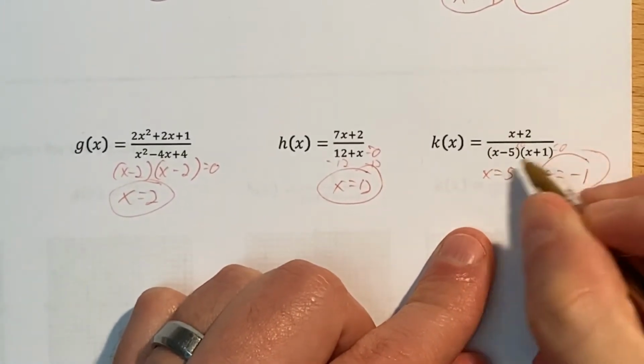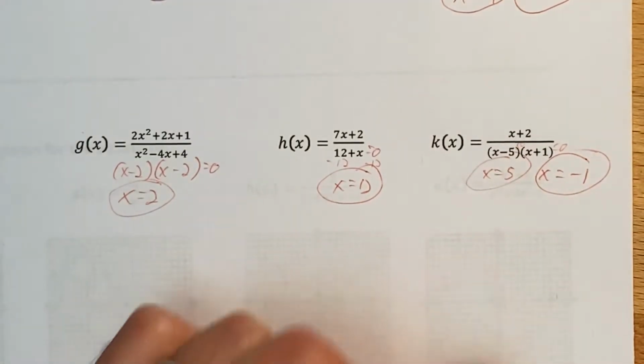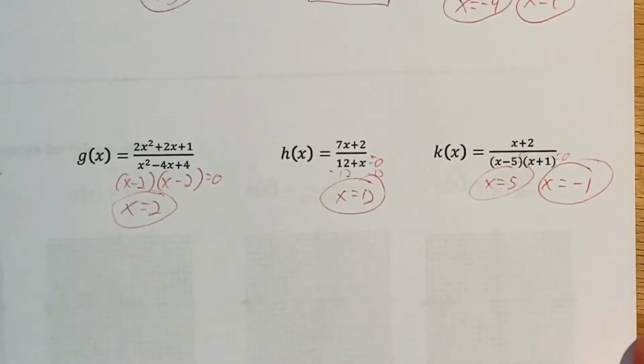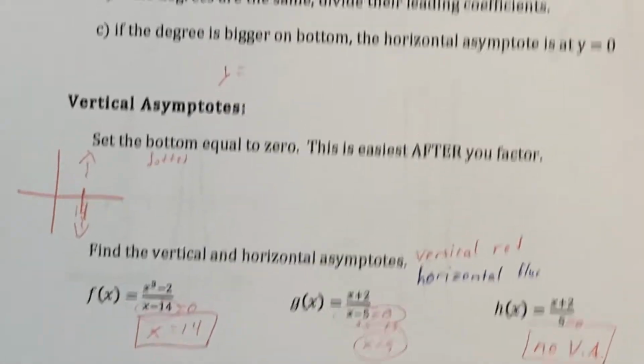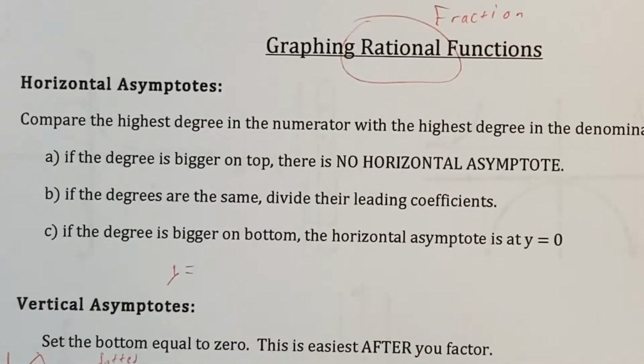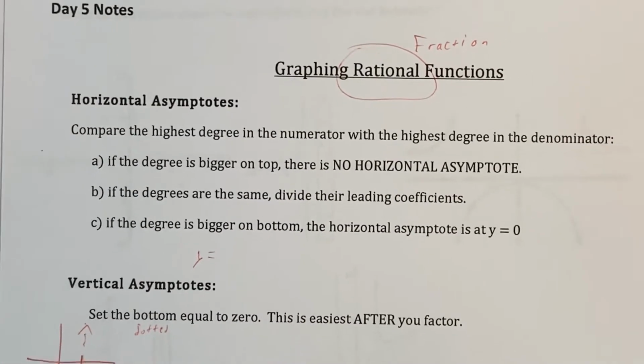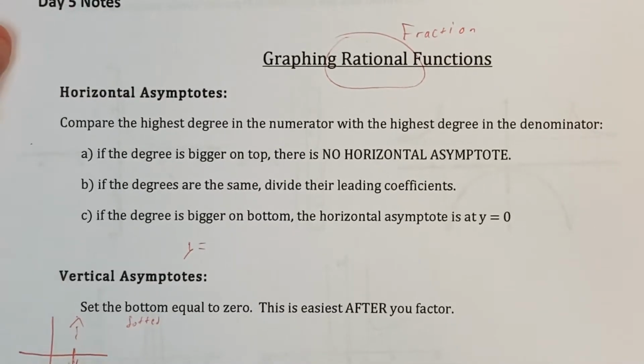And that's all the vertical asymptotes. Okay. Over here, going back to horizontal, it's not longer to find it. It's just, hey, do you remember how to find it?